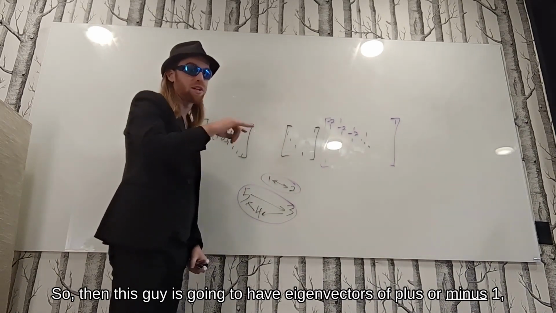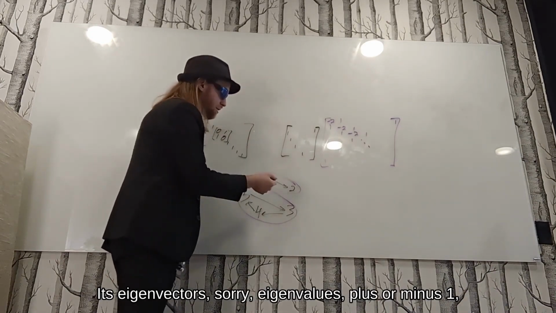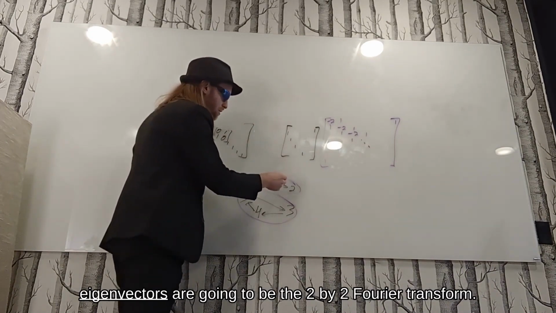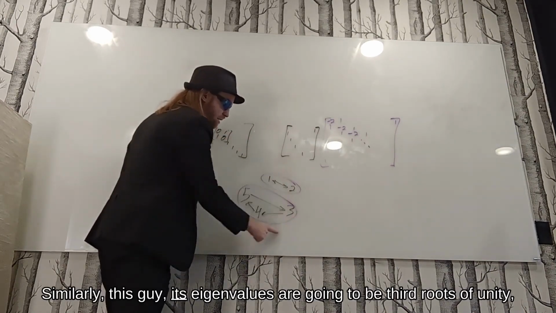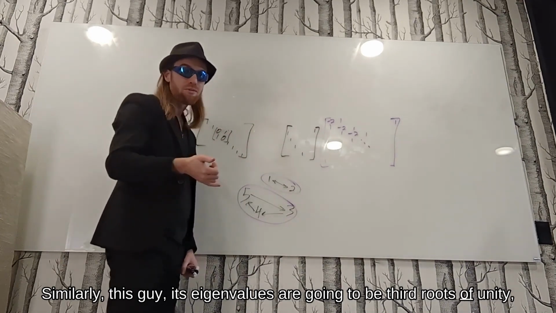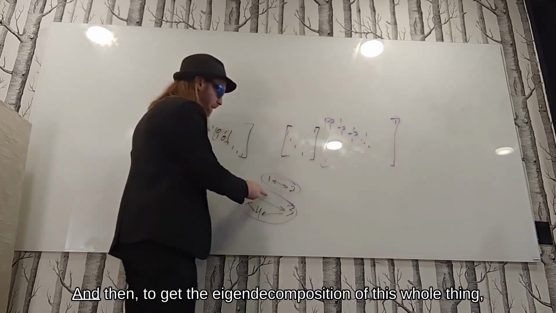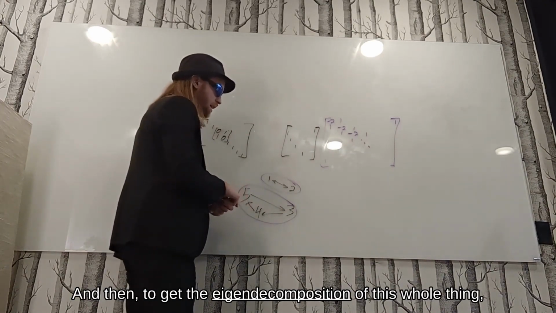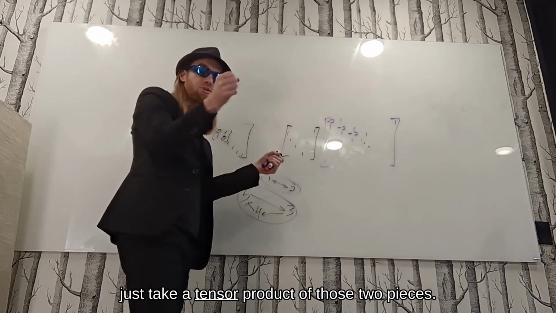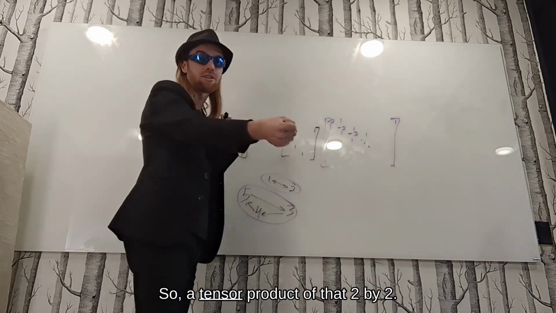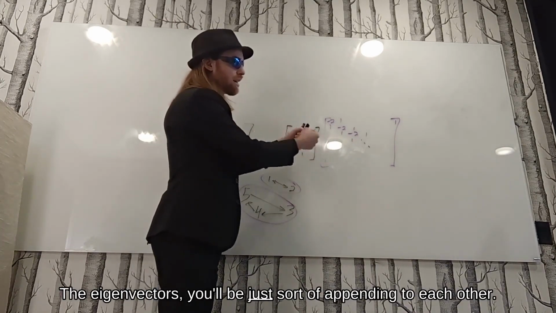So this guy is going to have eigenvalues of plus or minus 1, the two second roots of unity. Its eigenvectors are going to be the 2x2 Fourier transform. Similarly, for this guy, its eigenvalues are going to be third roots of unity, and its eigenvectors are going to be the 3x3 Fourier transform. And then to get the eigendecomposition of this whole thing, just take a tensor product of those two pieces.